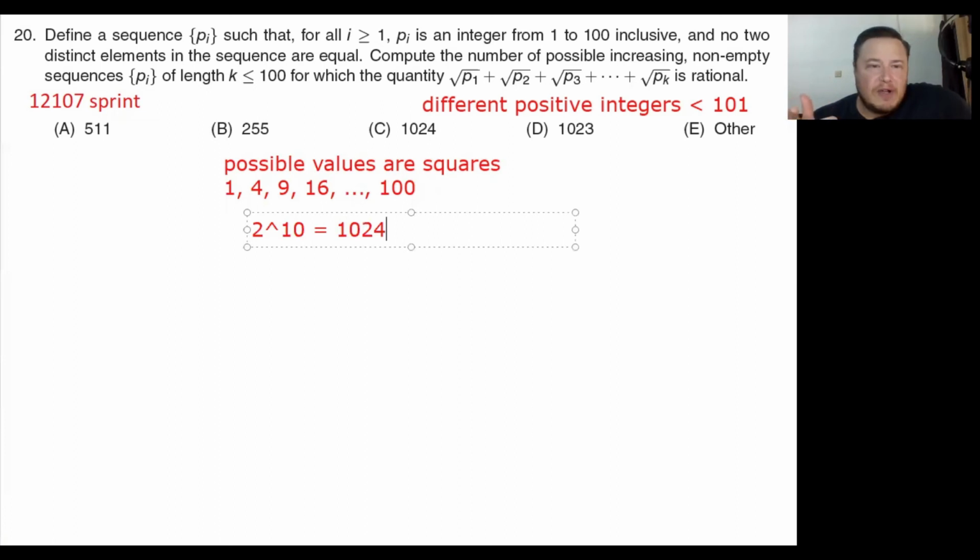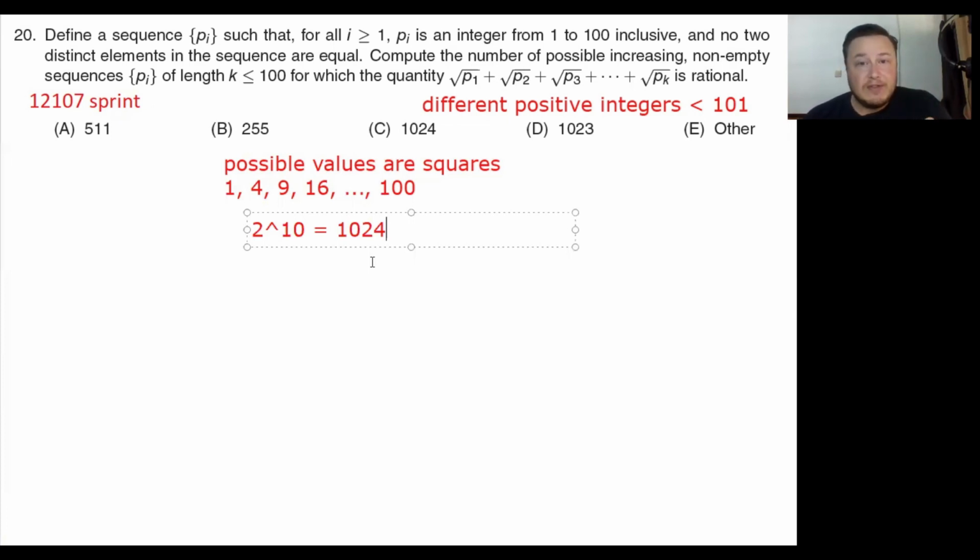Because 1,024 represents all the possibilities of what I'm going to take and what I'm going to exclude. There was one thing that we have to pay attention to, though. These are non-empty sequences, right? So of these 1,024, I want you to think through all the possibilities. You can run through the combinations of 10 choose 0 up to 10 choose 10, right?